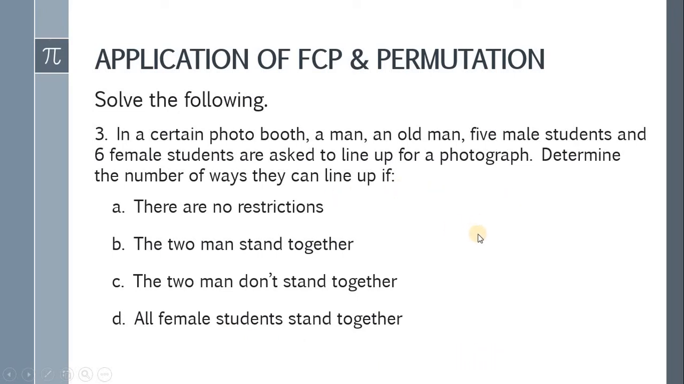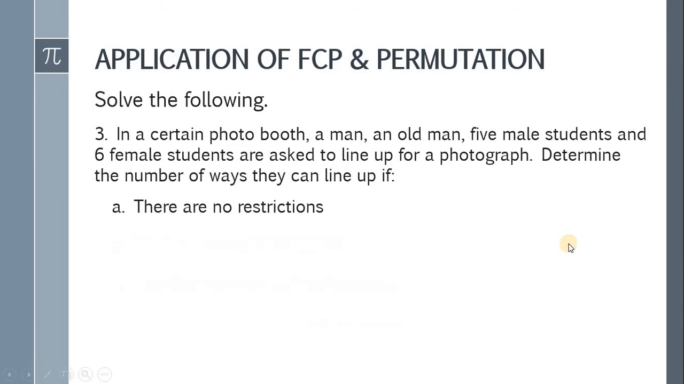Now, let's have the solution for letter A. Ito yung pinakamadali kasi. Ang kailangan lang natin dito, bilangin ilan lahat sila. So, meron tayong man, meron tayong old man, 2 na. 5 male students, meron tayong 2 plus 5, so we have 7. Plus 6 female, meron tayong 13. So, yung N natin must be 13. Next, i-arrange natin silang lahat, so yung R natin is also 13. So, therefore, we can use N permute R.